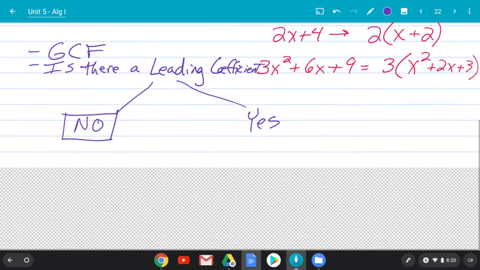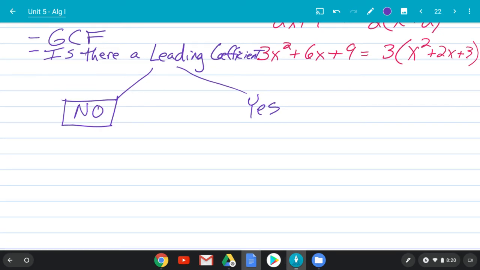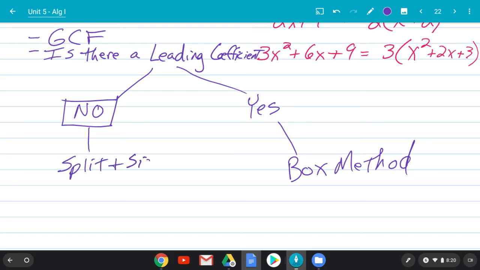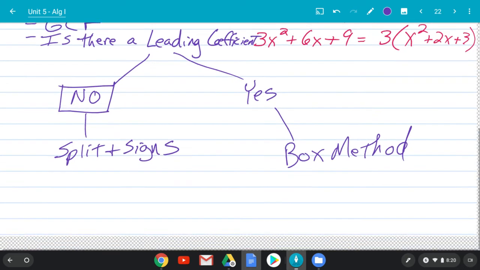Okay? For now, what you need to know is if it's a yes, we're going to do the box method. You can write that down. And I'll teach you the box method later. But if there's no leading coefficient, these are the ones we're going to deal with. We're going to split the signs. Split the signs. Okay.